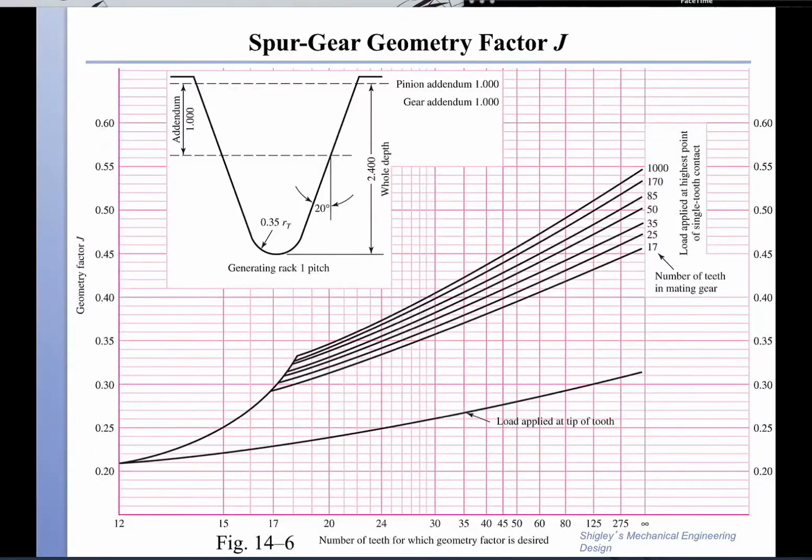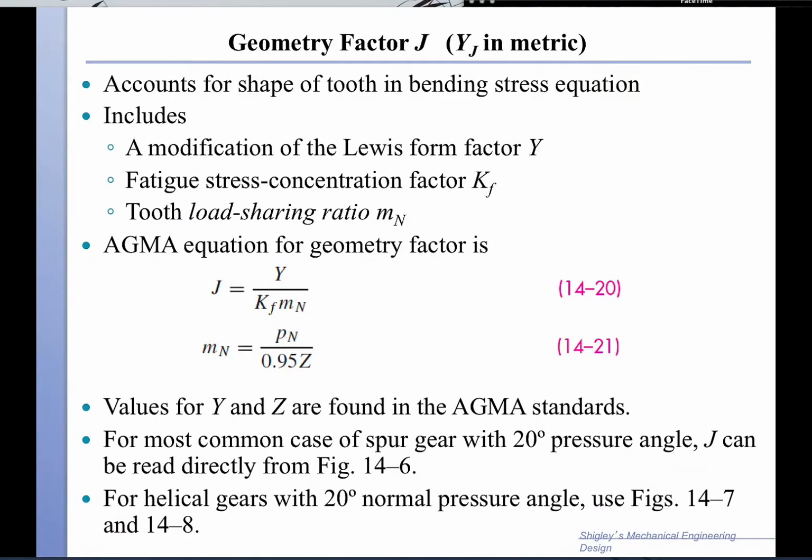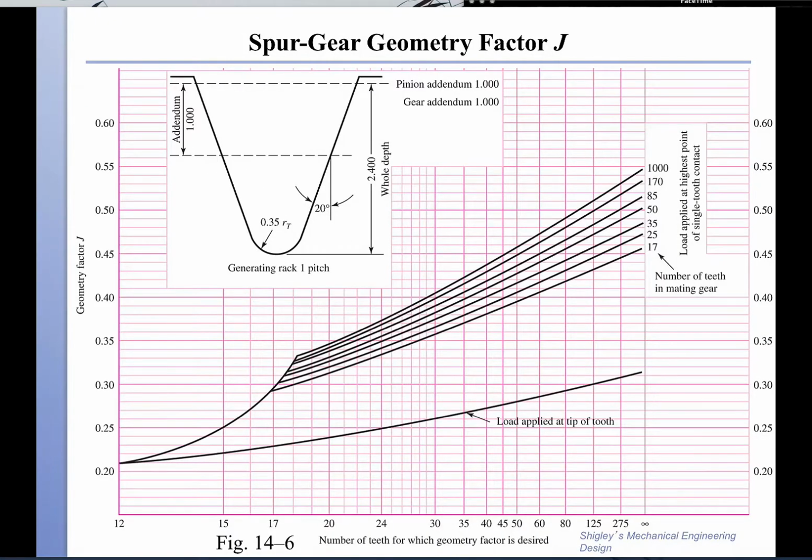So the factors here, this is the geometry factor, is related to the Lewis factor. So here's the original Lewis factor that we had, which we have a table for, and now we have additional values for the load sharing ratio, and that's given here. And then we can determine the J factor for the AGMA equation, which is shown to us here graphically.